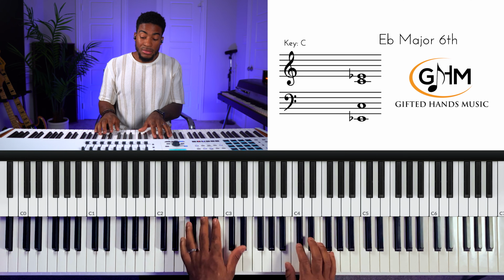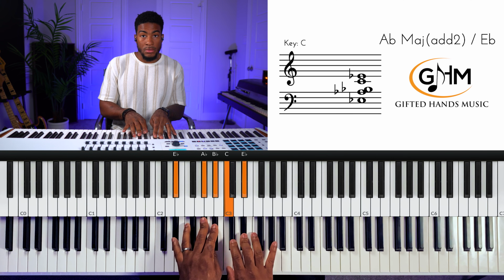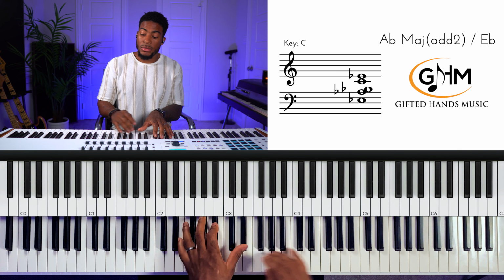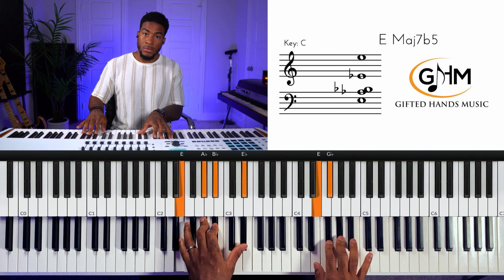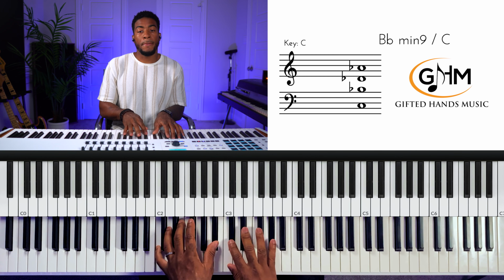Alright, so we can play a lick, and then resolve to the next chord. Okay, let's keep it moving.